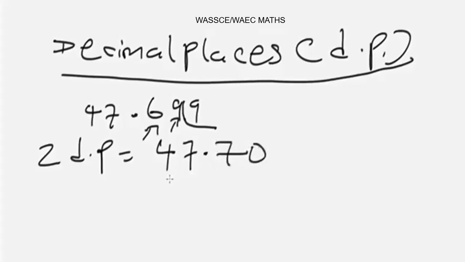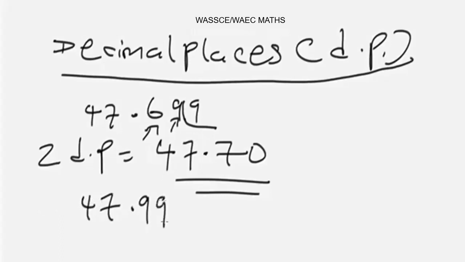So basically our final answer will be 47.70, and that will be the value of this expression in 2 decimal places. It's as easy as that, guys. Now what if we round off this value? We are given 47.997. We also round it off to 2 decimal places.